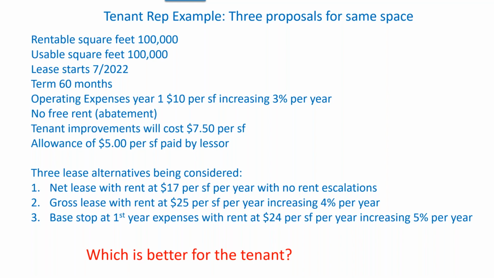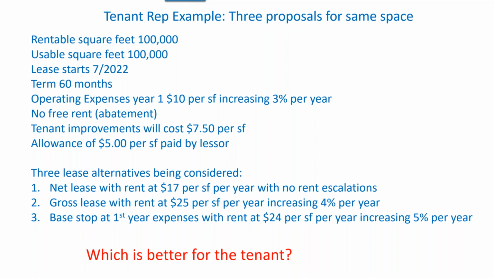But now, of course, the owner is going to have to pay the expenses, and the lease is going to increase by 4% per year. Or it could be a base stop, where again the owner pays the first year expenses, but then anything above that's going to be passed through. And then you have the other terms up top, which I kept the same for all three alternatives. Of course, some of these things could also vary with each alternative, like the amount of tenant improvements. You could negotiate different tenant improvements for each and so forth.